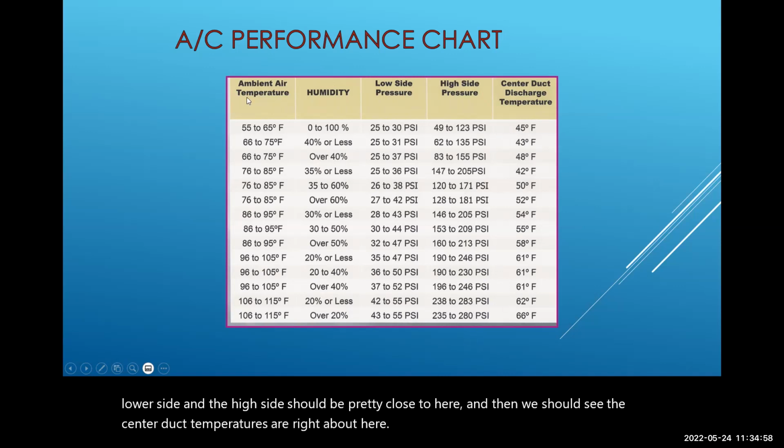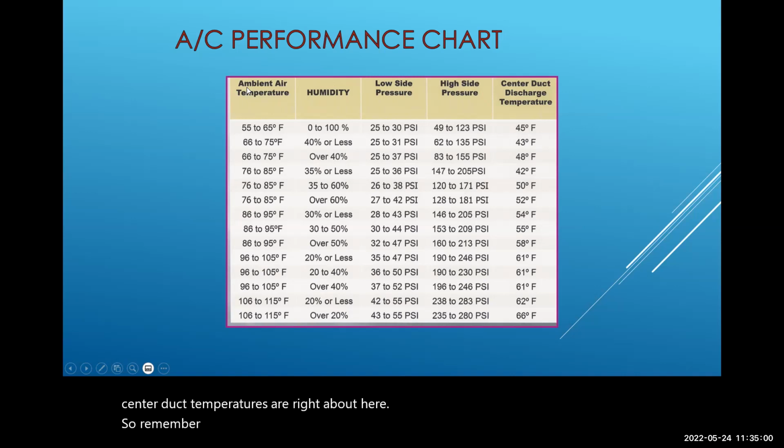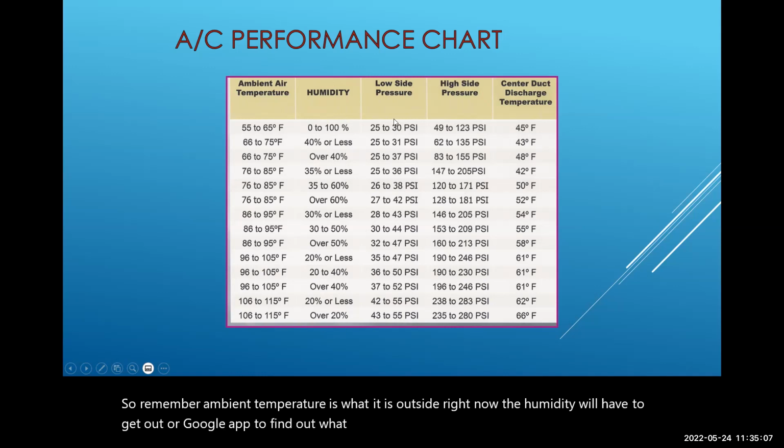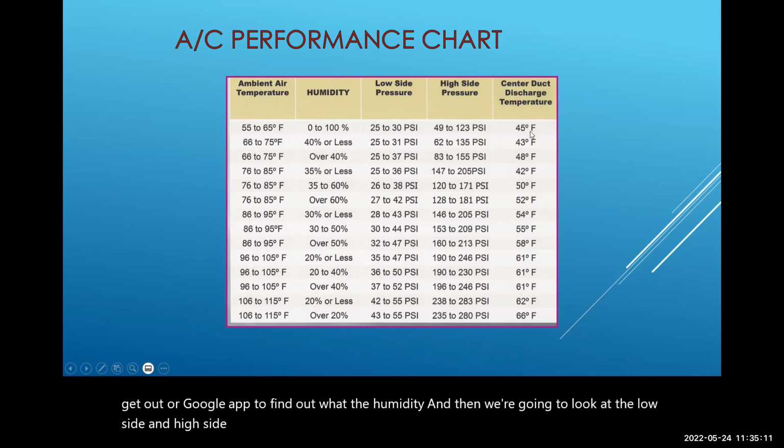Remember, ambient temperature is what it is outside right now. The humidity, we'll have to get out our Google app to find out what the humidity is. And then we're going to look at the low side and the high side, and this is where we're targeting. We should be pretty close to this. All right.